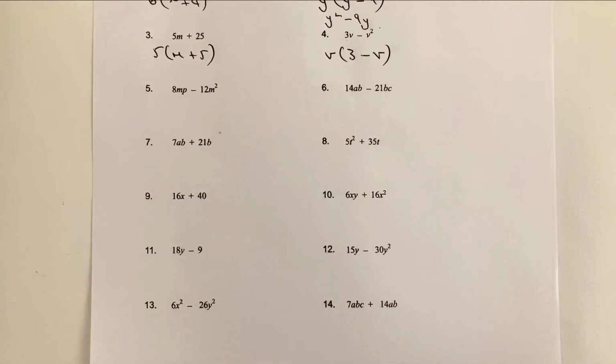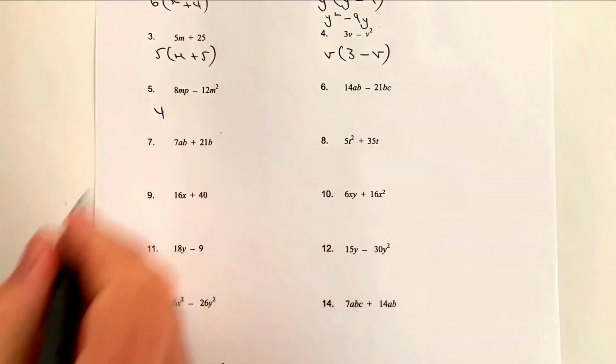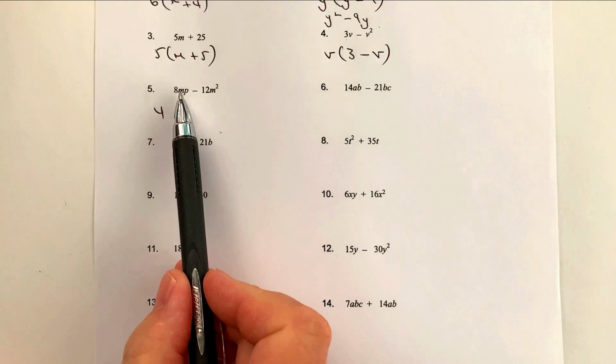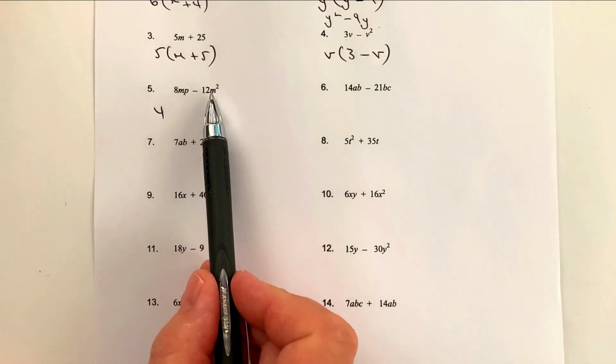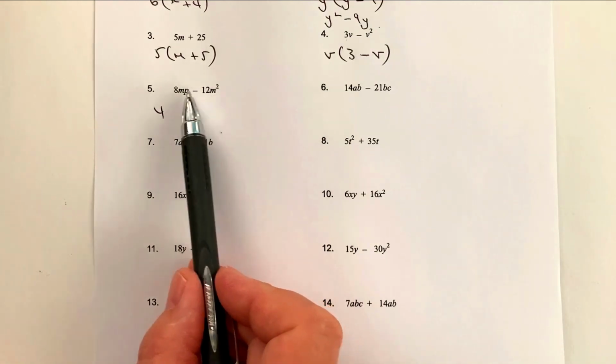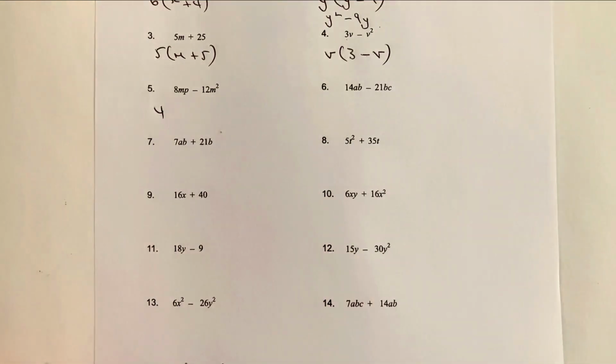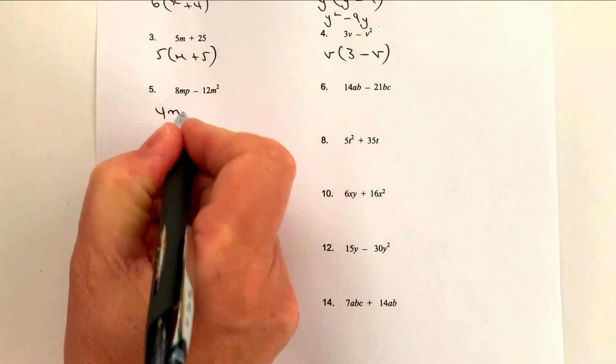Now question number 5, we actually have got numbers and letters which are common to both terms. If we look at 8 and 12, the biggest number that will divide into both is going to be 4. So I'm going to take 4 out, okay? And then if I have a look at the letters, I've got mp and I've got m squared. Well, m squared means basically m times m. So I've got m, which is common to both terms.